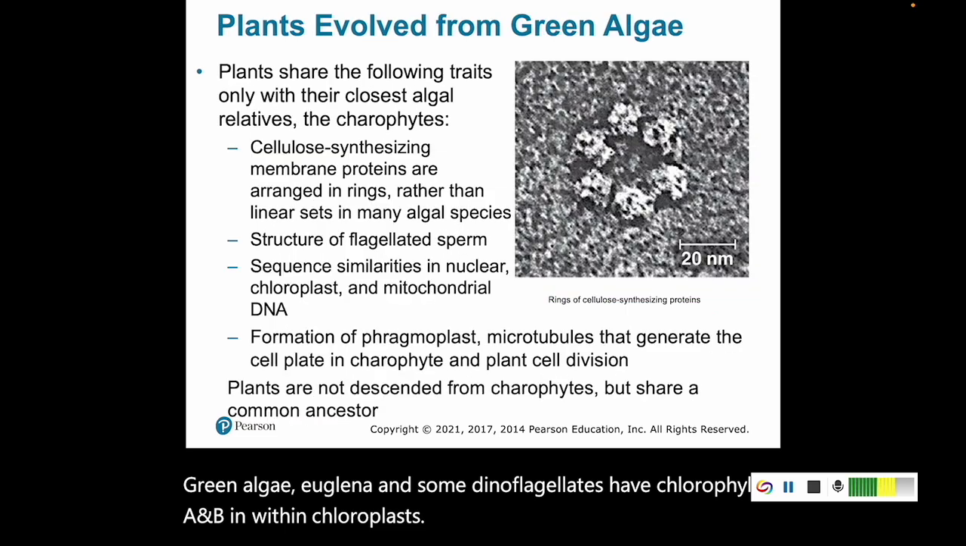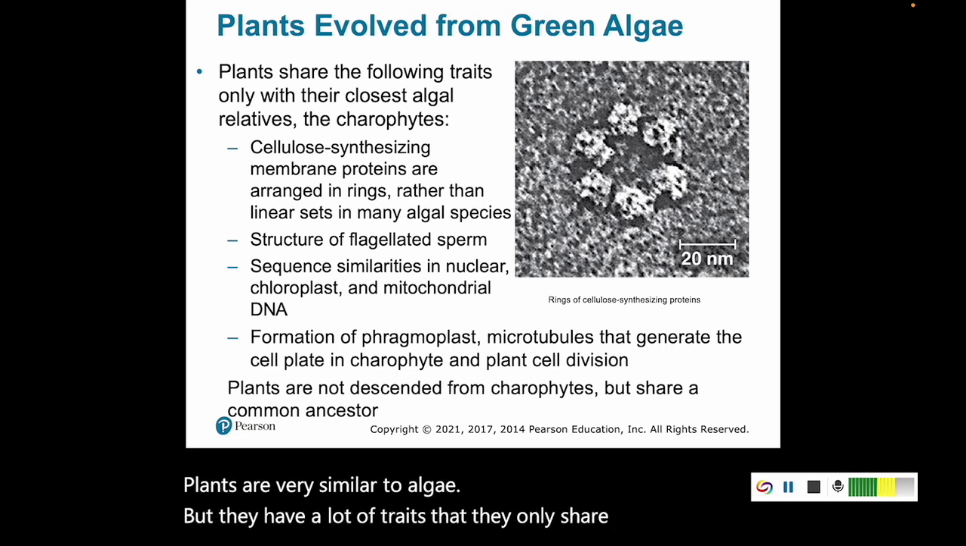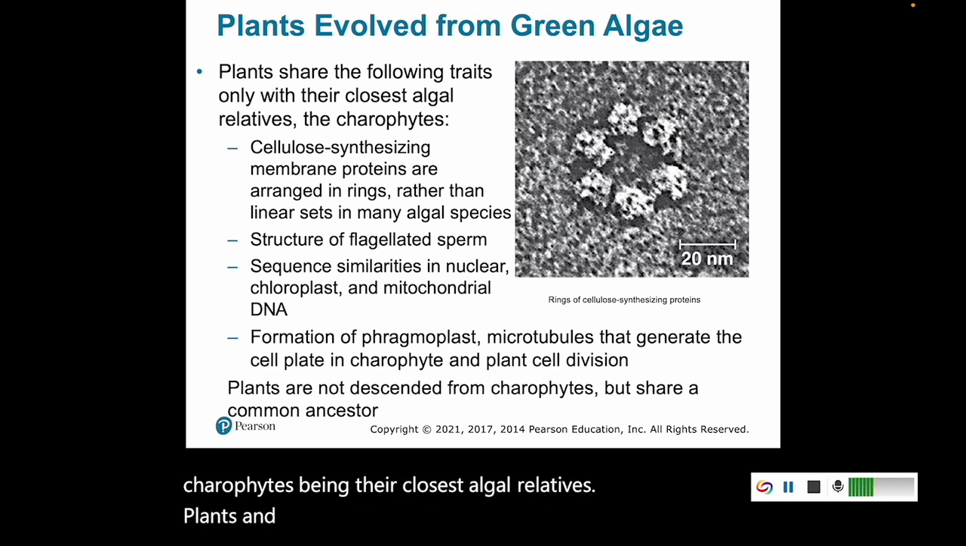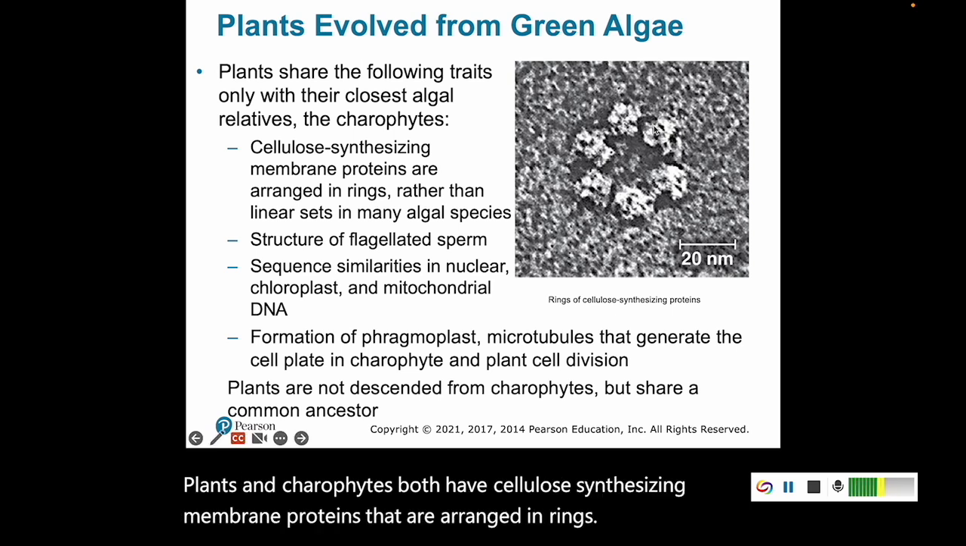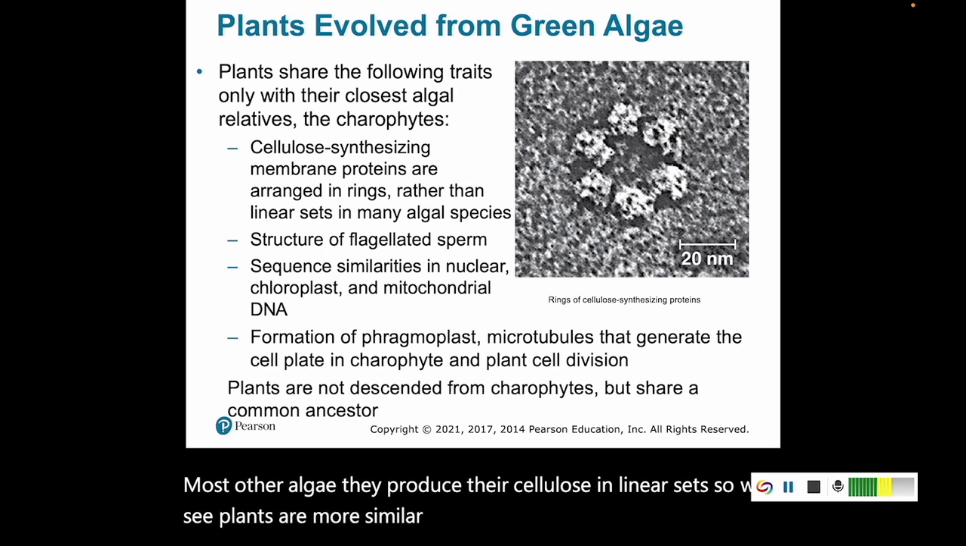So plants are very similar to algae, but they have a lot of traits that they only share with charophytes, charophytes being their closest algal relatives. Plants and charophytes both have cellulose synthesizing membrane proteins that are arranged in rings. Most other algae produce their cellulose in linear sets. So we see plants are more similar to charophytes in this feature.